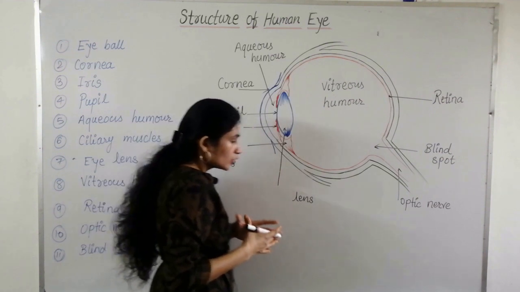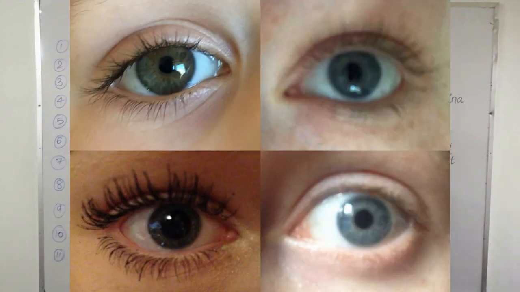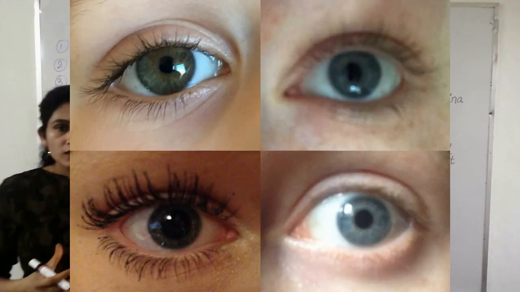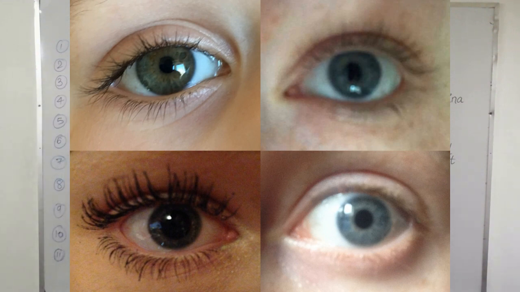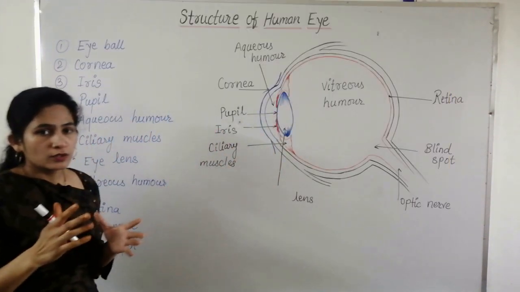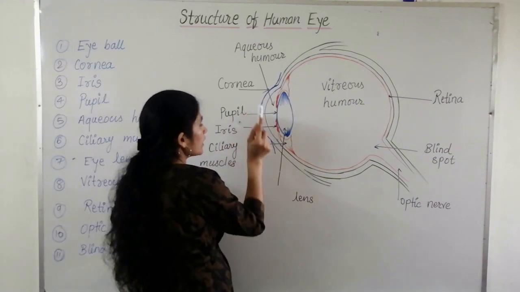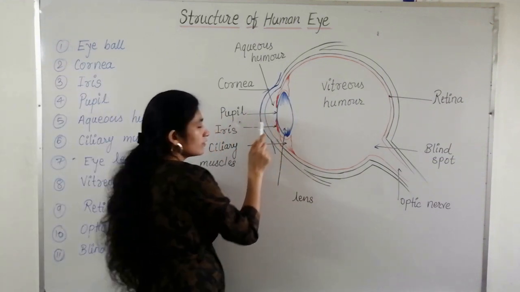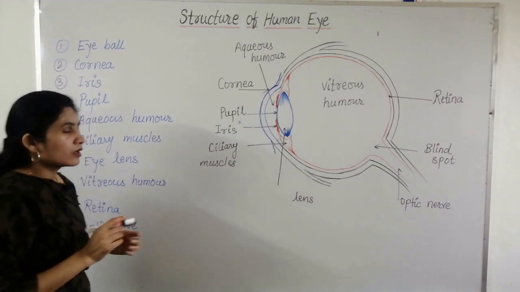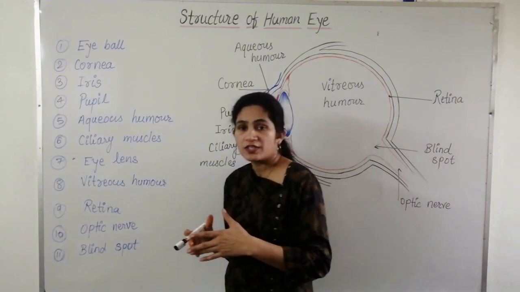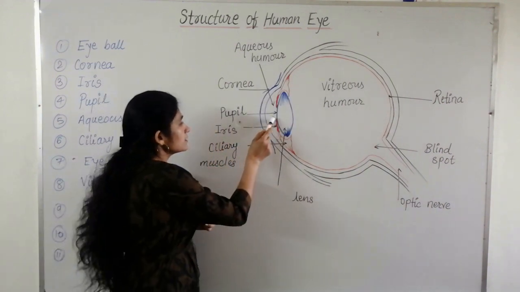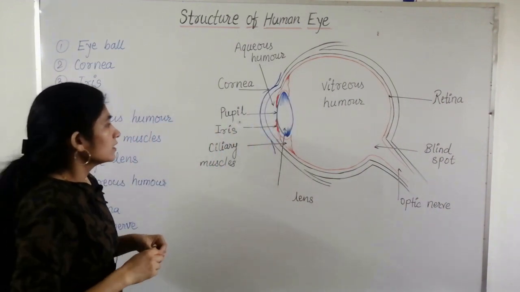For example, you would have seen some people have bluish eyes while some have greenish or greyish eyes. So the color of eyes is due to the color of the iris. If the iris color is blue, then the eye color will also be blue. The people who have a blue iris, their iris reflects blue color, because we have already discussed that the color of an object is due to the color which it reflects. If the iris is green, it means it reflects green color.